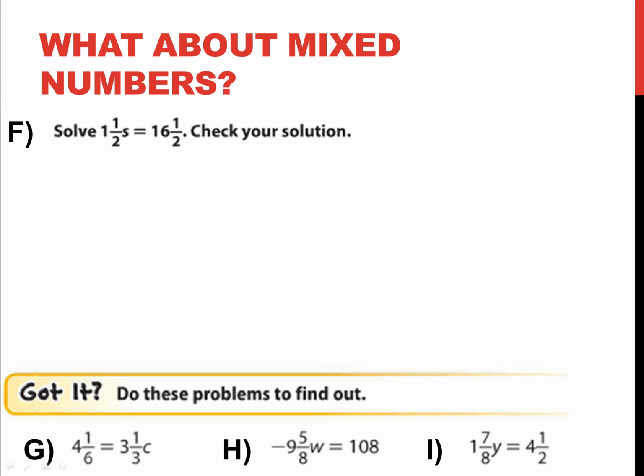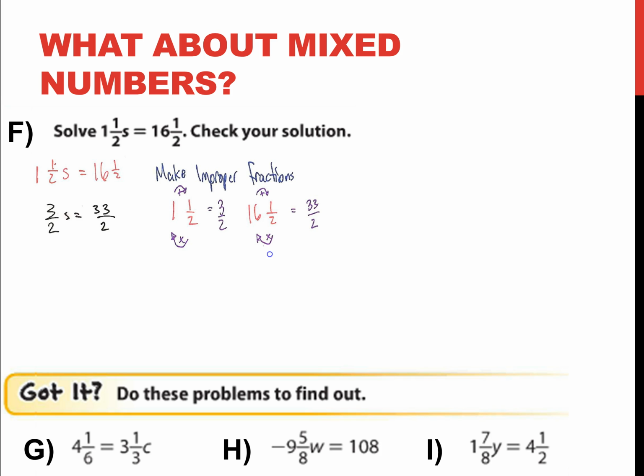Okay, so what about mixed numbers? So we're looking at example F, and the way that we deal with mixed numbers is to make them improper fractions. So I'm going to take the first fraction, 1 and 1/2. I'm going to multiply 2 times 1, and then add the answer to the numerator. So 2 times 1 is 2, plus 1 is 3. 3/2. The denominator will stay the same. In the same way, I take the second fraction and do the same exact steps. I multiply the denominator times the whole number, 16 times 2 is 32, and 32 plus the numerator is 33, or 33/2.